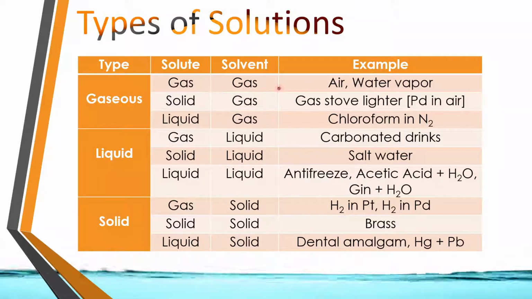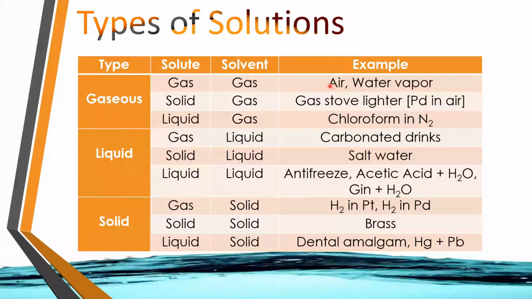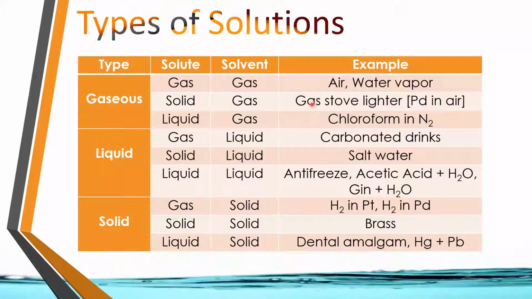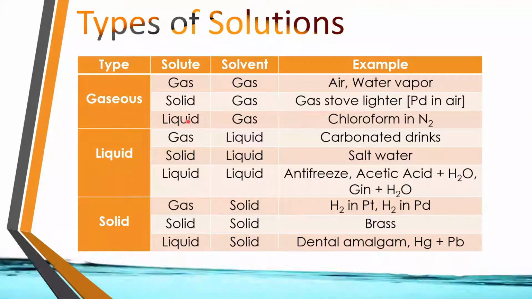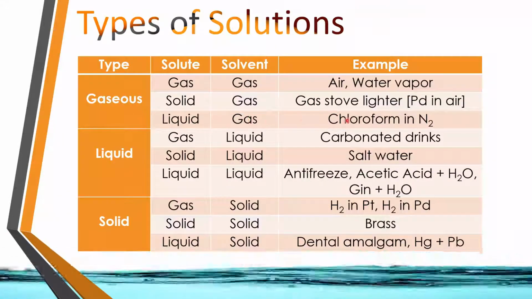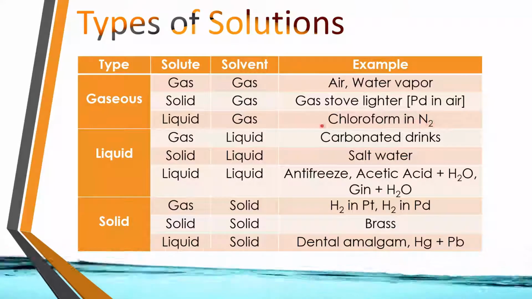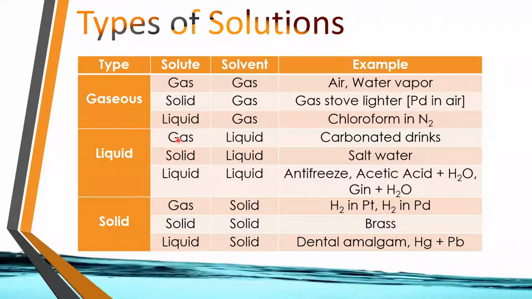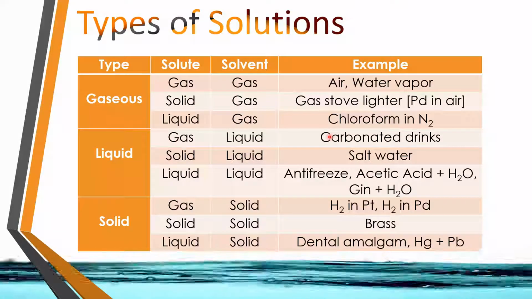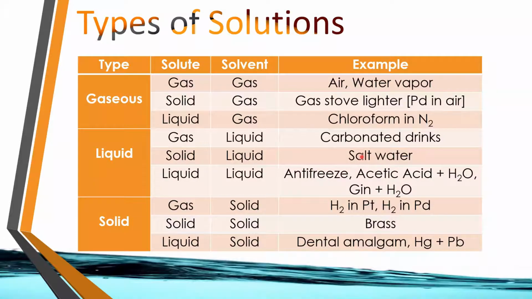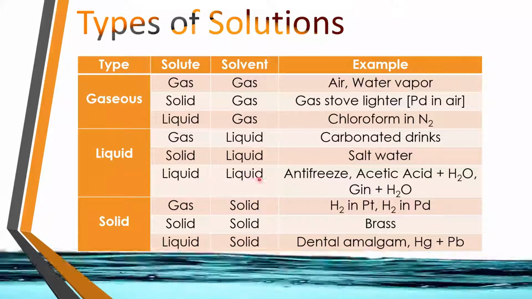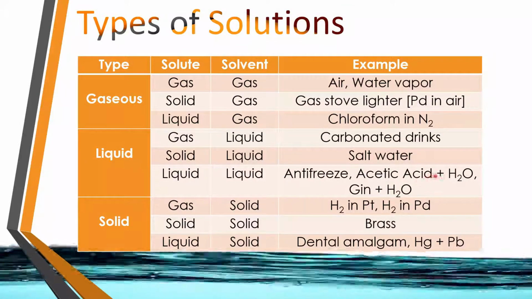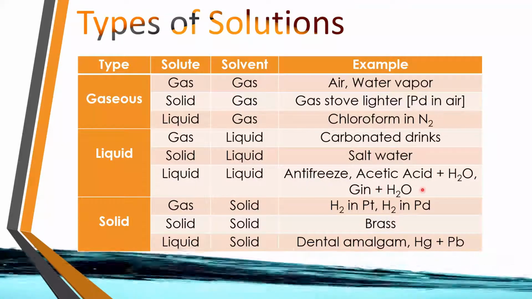So we have an example here for the gas-gas phases, which is air, water vapor. For the solid-gas phases, we have a gas stove lighter. For the liquid-gas phases, we have chloroform in nitrogen gas. For the liquid type, we have gas-liquid phases, so we have carbonated drinks. Also for solid-liquid, we have salt water. For the liquid-liquid phases, we have antifreeze, acetic acid plus water, or alcohol plus water.